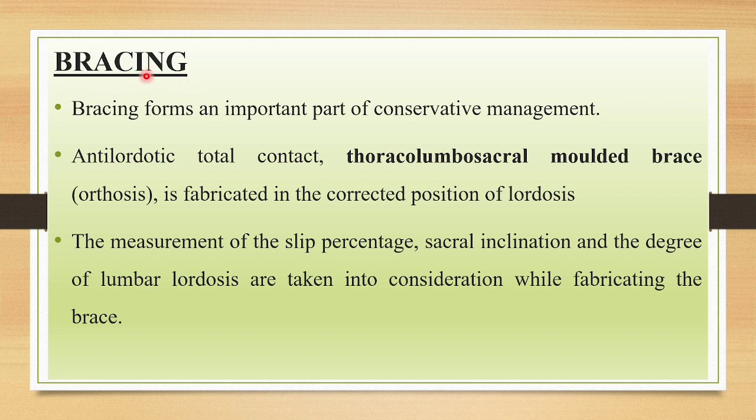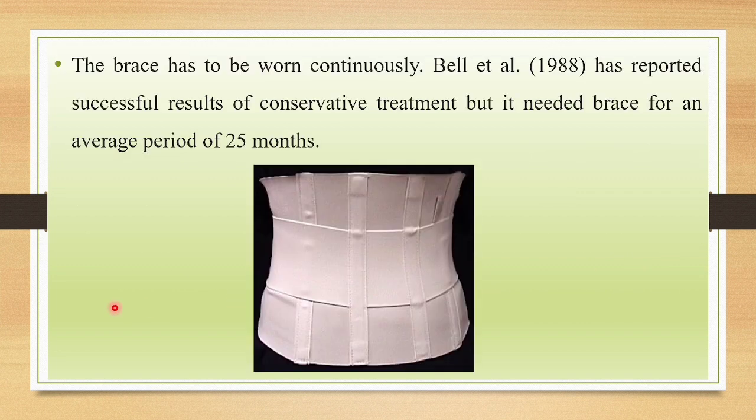So coming to the first conservative method, that is bracing. Bracing forms an important part of conservative management. An anti-lordotic total contact thoraco-lumbosacral molded brace is fabricated in the current position of lordosis. The measurement of slip percentage, sacral inclination, and the degree of lumbar lordosis are taken into consideration while fabricating the brace. The brace has to be worn continuously. Bell et al. 1988 reported successful results of conservative treatment, but it needed a brace for an average period of 24 months. So this is the brace which is given for this particular condition, spondylolisthesis.